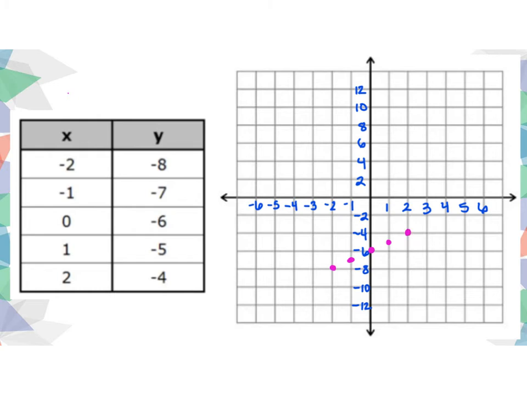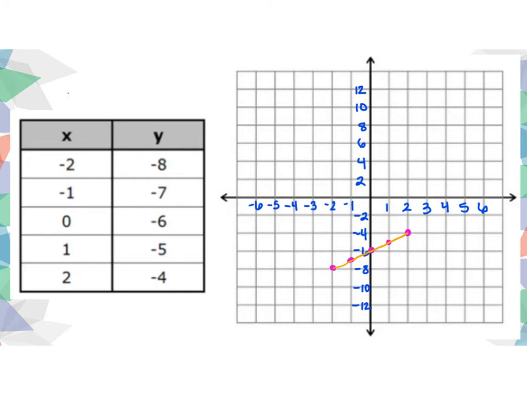Next, I can connect all of my points together with a straight line. And I notice that my graph does not go through the point 0, 0. So that means my equation will either have addition or subtraction.